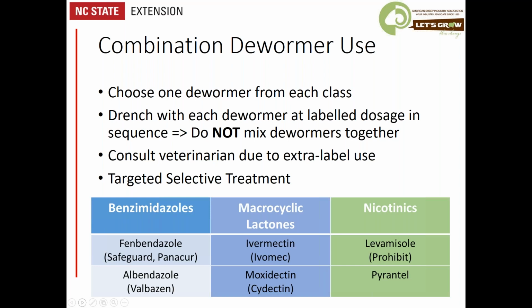But what we're going to do, if we want to use a 3 combination treatment, I'm going to draw up a drench of the first dewormer. I'm going to give that. I'm going to draw up a drench of the second dewormer. I'm going to give that. I'm going to draw up a drench of the third dewormer, and I'm going to give that. So there's 3 separate drenches, but they're given in a 1 or 2 minute time span or less while the animal is standing right there in the chute.